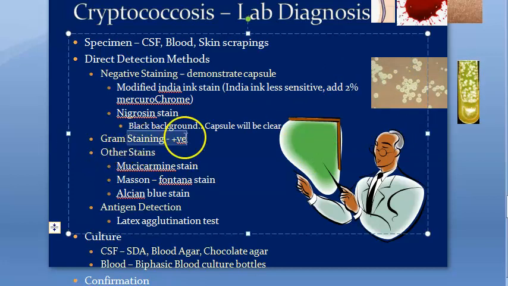Moving on to Gram staining, it will stain positive. Now that is strange, Gram staining can be used for fungus also. So it will show round budding yeast cells. What will it show? Round budding yeast cells.